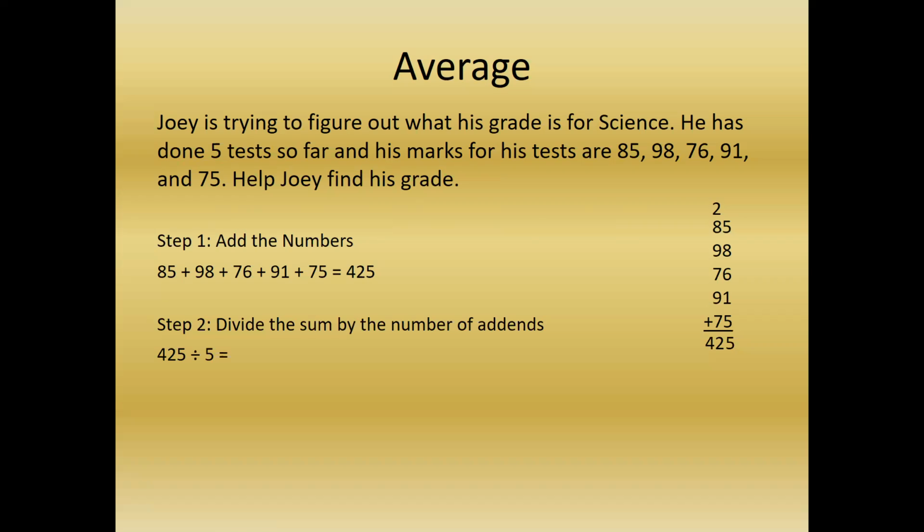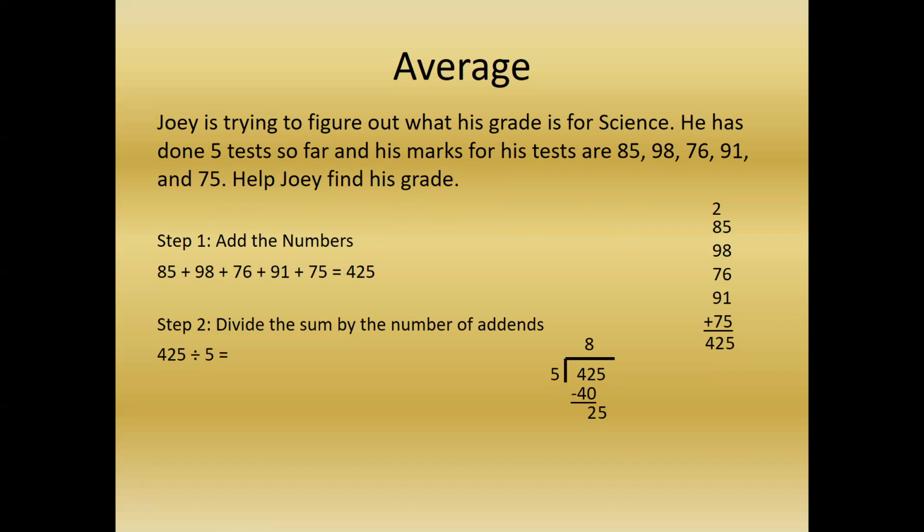So we're going to do 425 divided by 5. So 5 goes into 4 how many times? 0. 5 goes into 42 how many times? 8. So we put an 8 above the 2 in 42. Then 8 times 5 is equal to 40. And we have to subtract 42 minus 40, which is equal to 2. Then we have to drop down our 5.